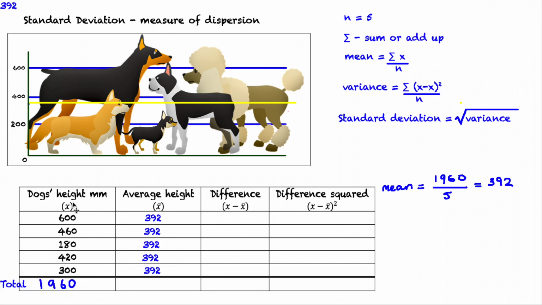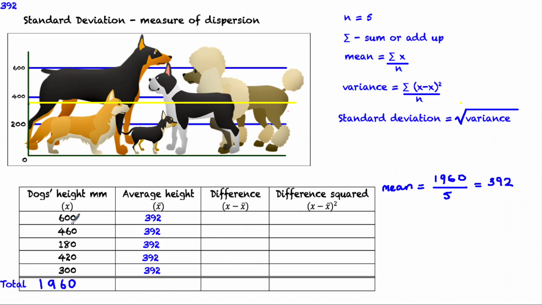I'm going to fill out this column with that average height for each dog. Do notice that our data is represented by x. Our average height is represented by x bar. And in this column, I'm going to record the difference. That's x, my data, minus x bar, my mean. I'm actually finding the distance between my mean and the height of the dog in each case. So let me record those differences.